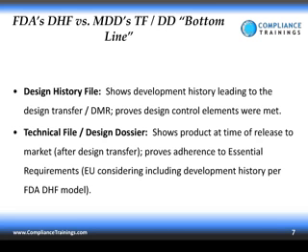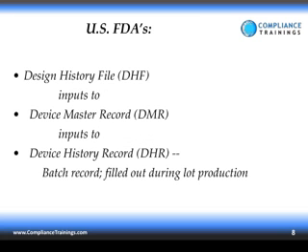So again, the design history file is a status or history of the development of the product under design control, 820.30. The technical file or design dossier is a snapshot of the product at the point of being marketed in the countries to which the file is being sent and where the product is being sent. So let's look at the U.S.